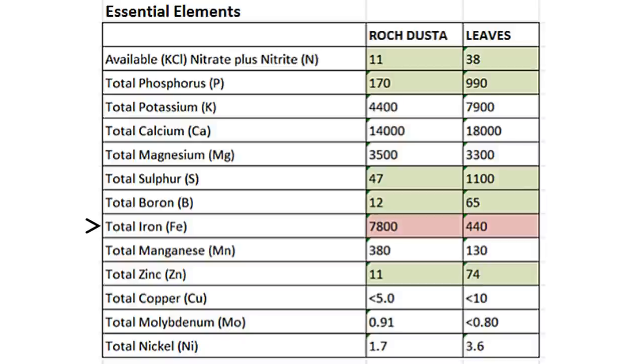Though in similar ranges statistically, rock dust A has more magnesium and manganese. Copper and molybdenum are at statistically insignificant levels in both the rock dust and leaves. Based on the essential elements, I'd give leaves the higher grade.